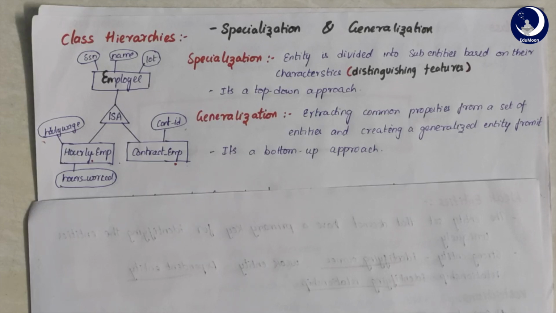Here I am considering the common properties that bananas, guavas and apples have, and I am generalizing them as fruits. So generalization is a similar process. It is a bottom-up approach because first we are defining the sub-entities and then we are creating a new entity from them depending upon their common features.